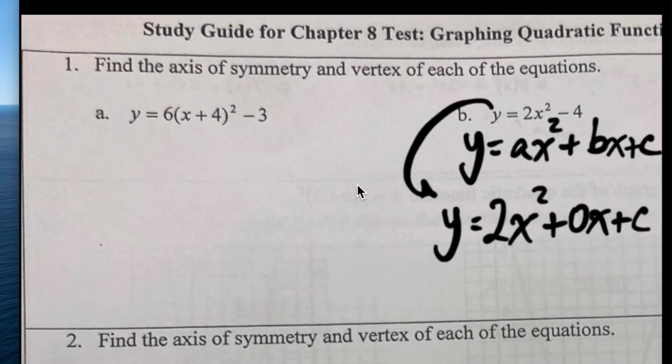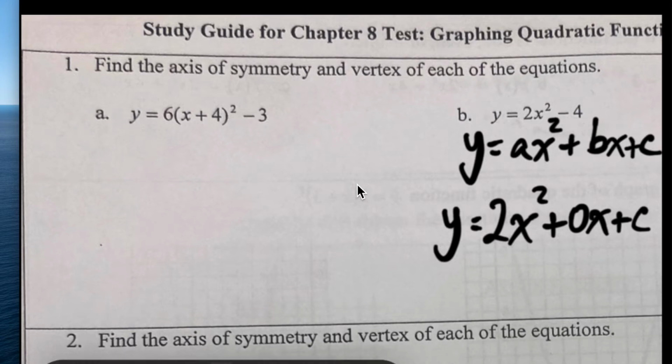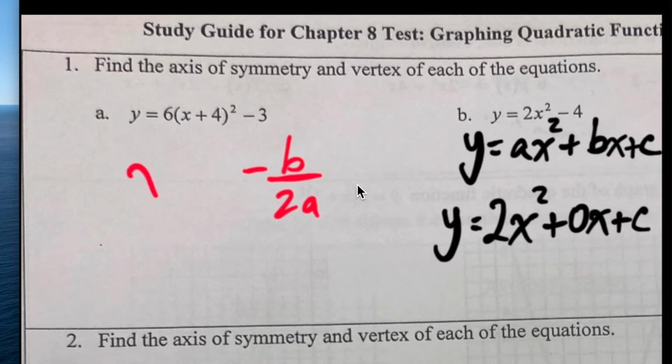Now why is that important? Because the x coordinate of the vertex can be found by using this formula, -b over 2a. That is the x coordinate of the vertex. It's also going to be our axis of symmetry. Recall, they are one and the same. So let's do -b over 2a.